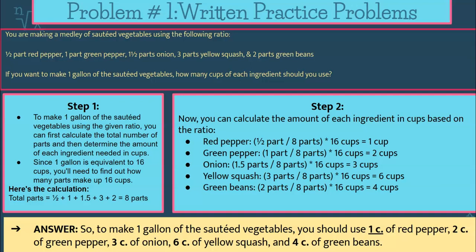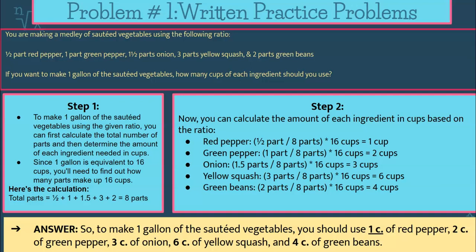All right, so the first thing you need to do is determine your total parts. 1 gallon is equivalent to 16 total cups, so number one, you need to know that. Number two, for your total parts, you're just going to add up each of the amounts given to you in the word problem. So a half plus 1 plus 1.5 plus 3 plus 2. So your ratio is 8 total parts.